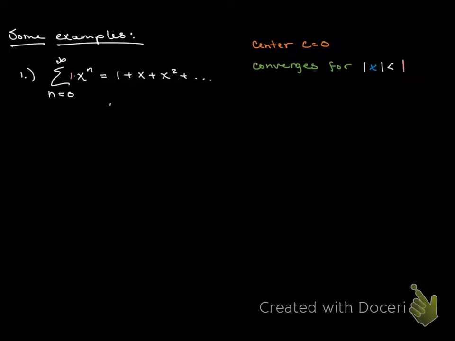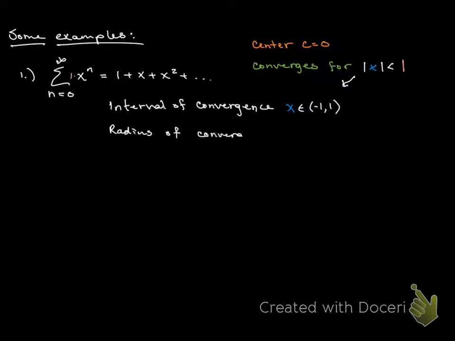What this means is I have an interval of convergence. The interval of convergence is the set of x's for which this power series converges. And that's the same as this guy up here, for x between minus 1 and 1. That's what it means for the absolute value of x to be less than 1: x is between minus 1 and 1. I also have a radius of convergence. The radius of convergence is 1.